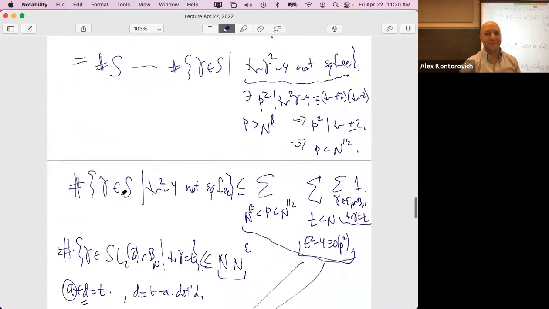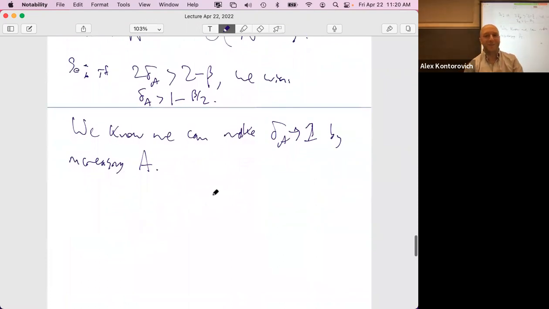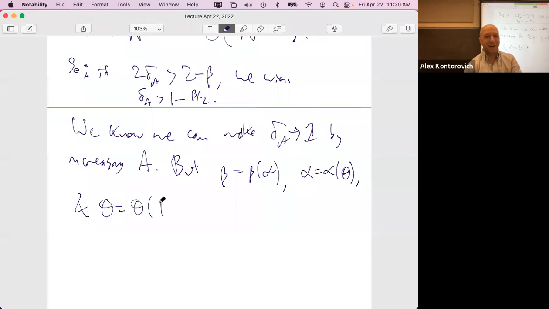So that's the subtle thing. Beta is a function of alpha, the exponent distribution. Alpha is a function of theta, the expansion constant, and theta is a function of the group that you started with. So everything depends on A. So beta is really beta of A. And I don't know that the rate at which delta increases is better than the rate at which beta potentially decreases.